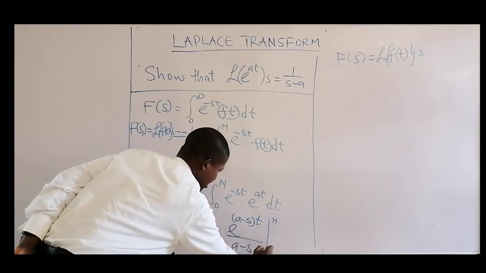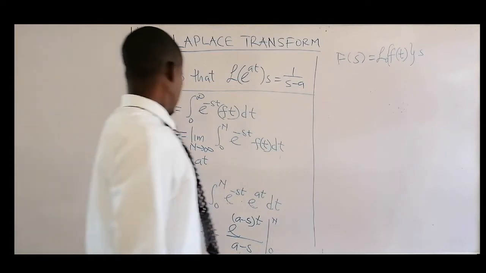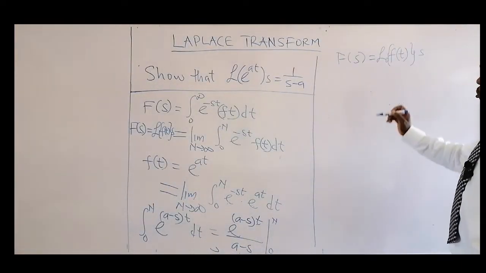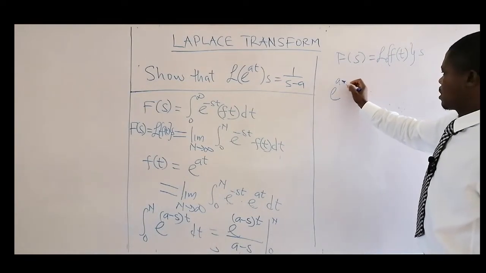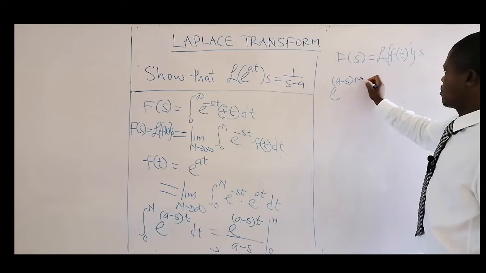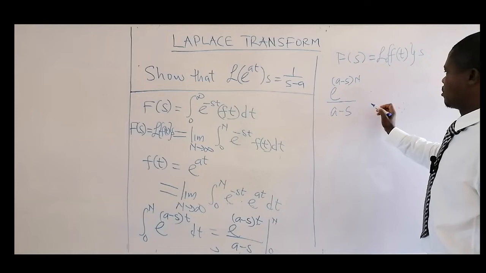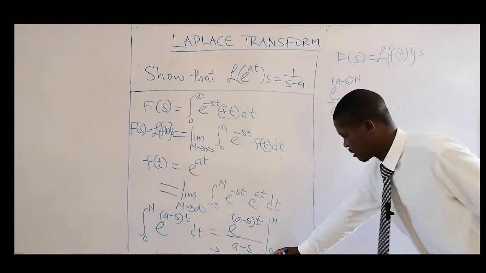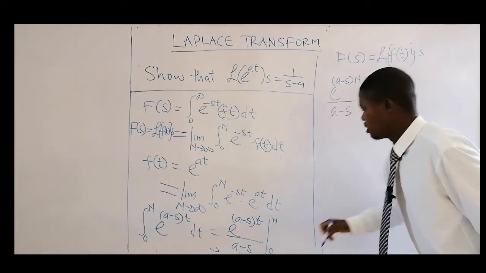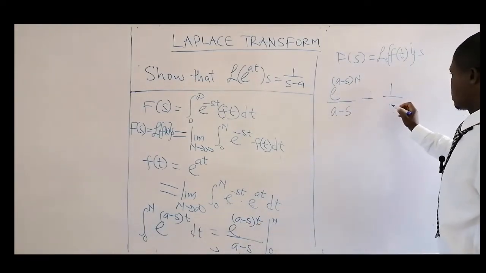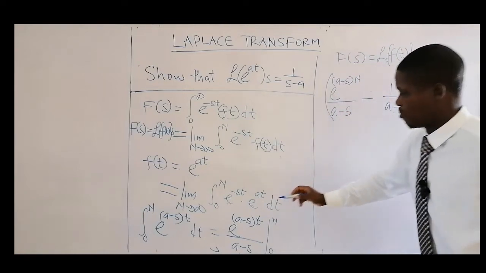Put your upper and lower boundary there. Then you can substitute that. If you substitute, you have e to the power a minus x times n, all over a minus x. That's for the upper boundary. Then minus the lower boundary. If you put 0 here for t, that will be e to power 0, that's 1. That's 1 over a minus x. So that's what we have for the integral part.